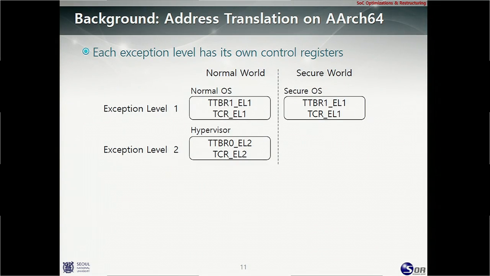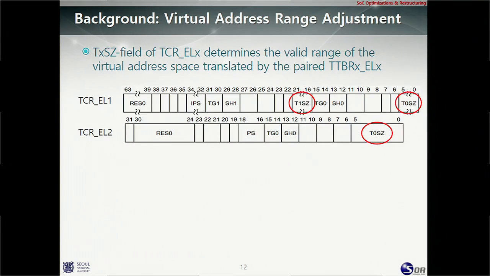In ARM64, these TTBR and TCR pairs independently exist at all exception levels. It means that Hilps can customize the virtual address space of each system software by configuring these registers. Next, let's take a look at the virtual address range adjustment feature of ARM64.